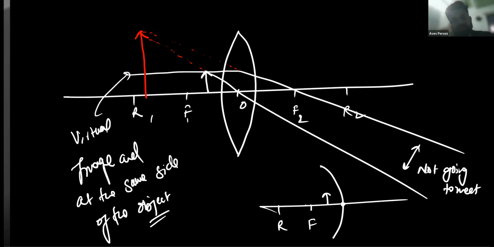So a convex lens forms the virtual image at the same side of the object, but in the concave mirror you will find that the virtual image is formed behind the mirror. The real image is formed on the same side in the mirror, but in the lens, the real image is formed at the opposite side, like here. But the virtual image is formed at the same side of the object. If the object is placed this way, the virtual image will be formed this side. They are not going to meet together, so they are going to meet somewhere.